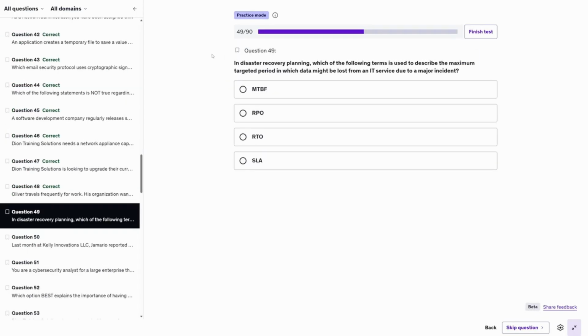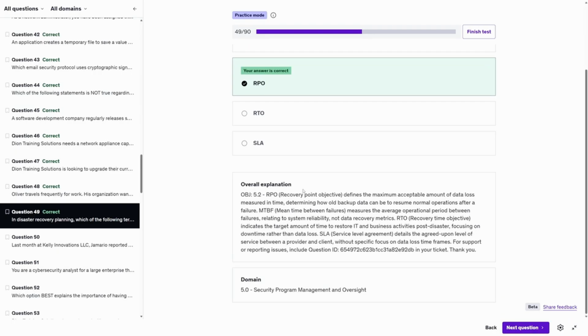In disaster recovery planning, which of the following terms is used to describe the maximum targeted period in which data might be lost from an IT service due to a major incident? And the correct answer here is B, RPO. Recovery point objective defines the maximum acceptable amount of data loss measured in time, determining how old backup data can be to resume normal operations after a failure. I'll leave up the other answers for a few extra seconds.